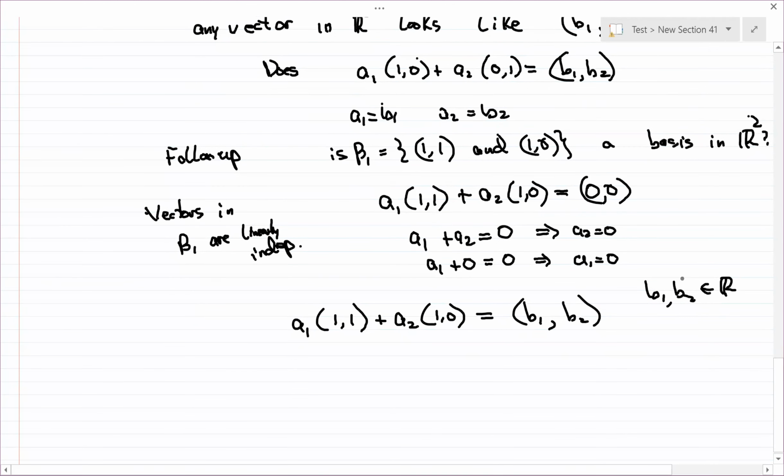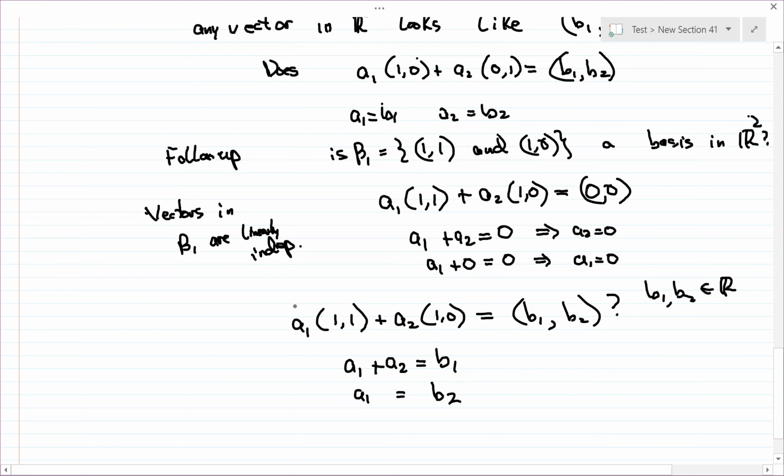Well, it's not obvious. Is this possible for any B1, B2? But if it were, what would it mean? It would mean that A1 plus A2 would have to be equal to B1, because the sum of the two components here would have to equal the first component here. And in a similar way, the second component, which would be A1 times 1, which is just A1, plus A2 times 0, which is 0, so I'll leave it off, that would have to be equal to what? B2.